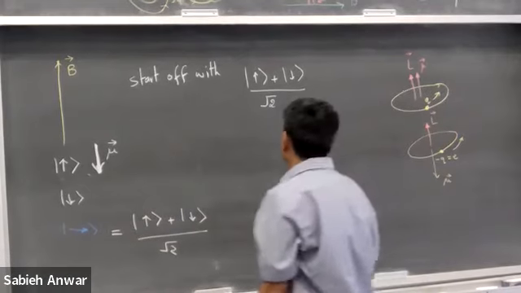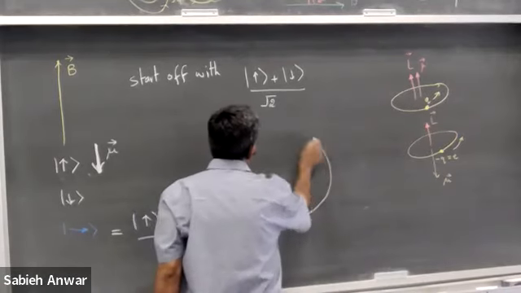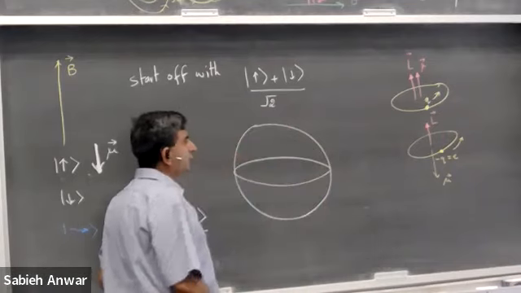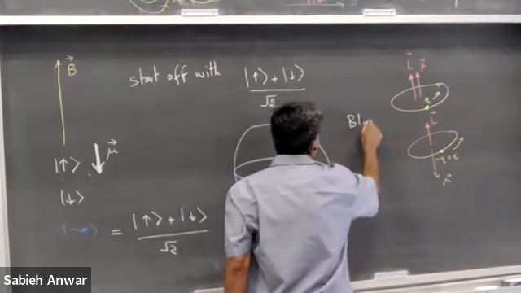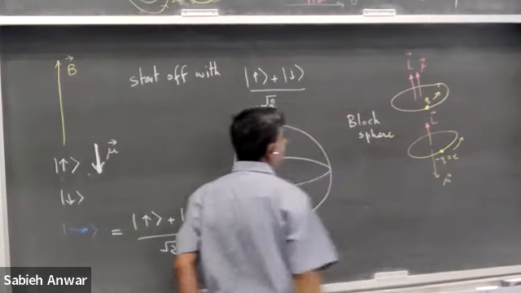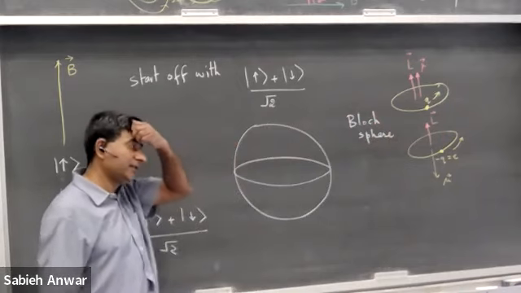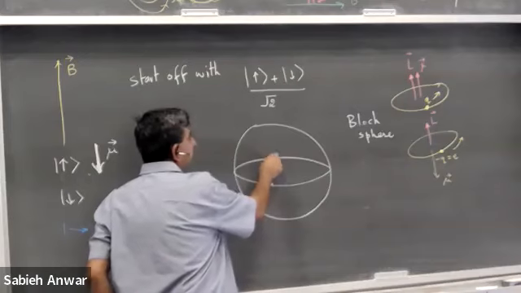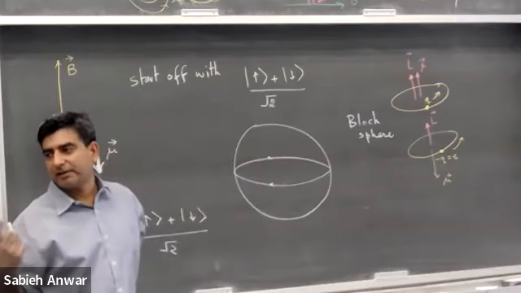And all of this could be represented on a sphere. If I draw a sphere, and all of you should actually know about this sphere, it's called the Bloch sphere. And why would you know about this? You should know about this because all of quantum computing is based on it. So on the sphere, there are points, and each point corresponds to a quantum state.